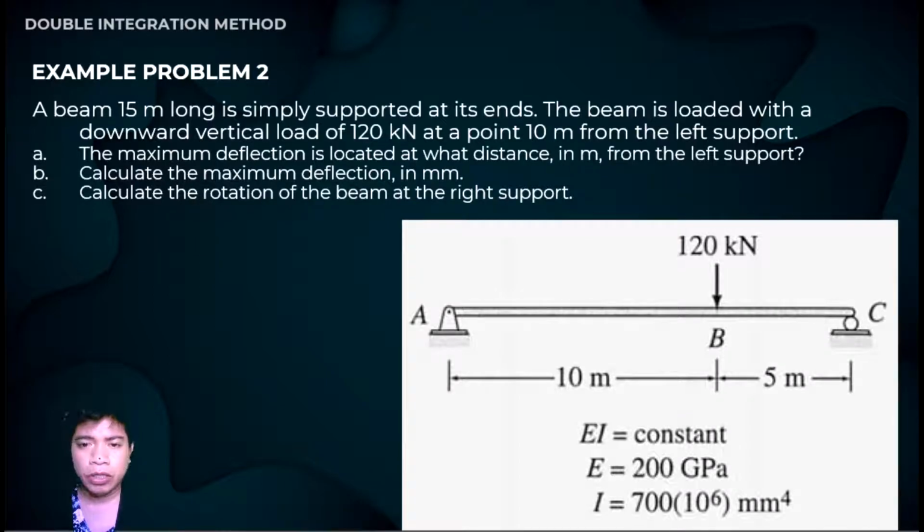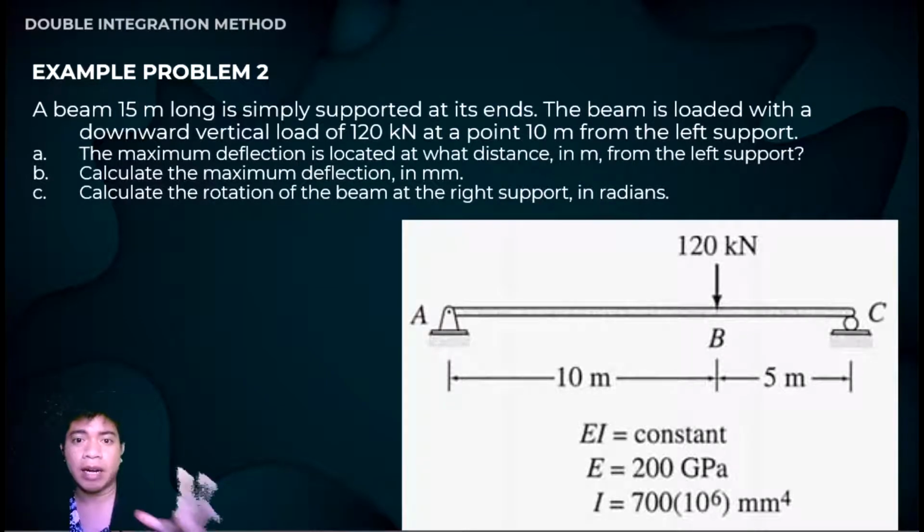So this time, guys, our problem has multiple segments. The segment from A to B is continuous, then it is discontinuous at point B, and then continuous again from point B to point C. So this is multiple segments, like what we discussed in the previous video.